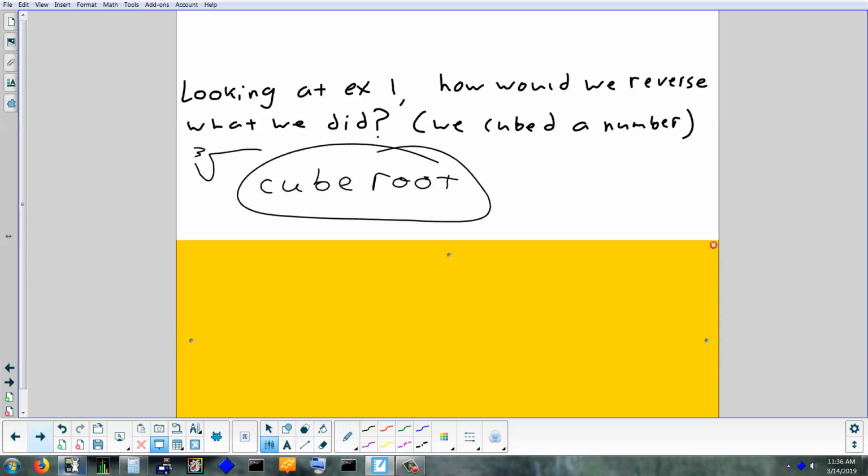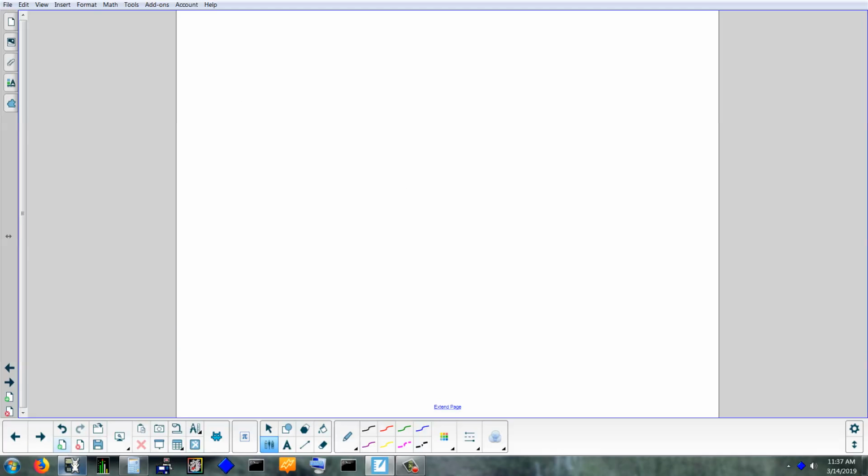Alright? So let's look at something a little simpler, and then I'm going to go back to example 1 and ask you the same thing. Let's say I start with the number 2. That's what I'm starting with. I want to cube it. So on the other side of that arrow, I'm going to put the answer that you get when you cube it. What's 2 cubed? 8.